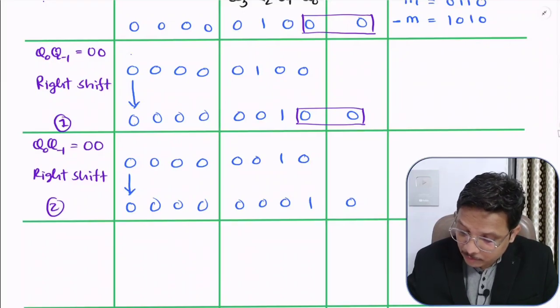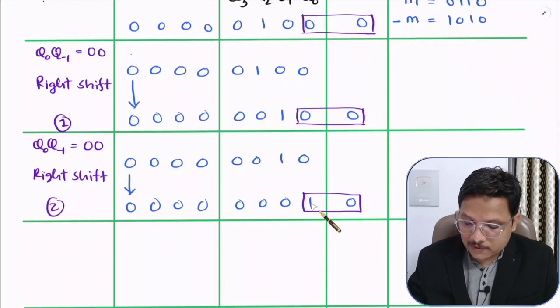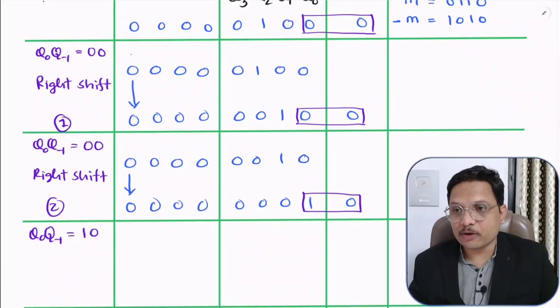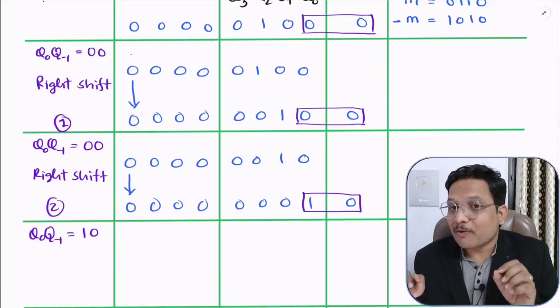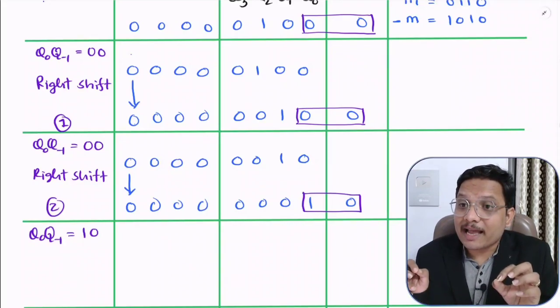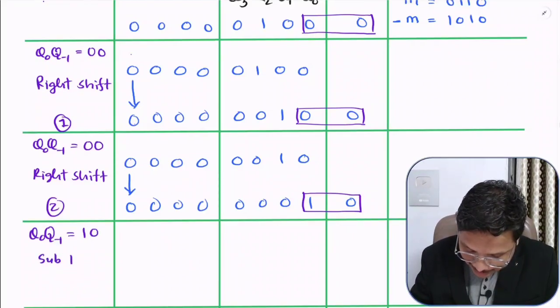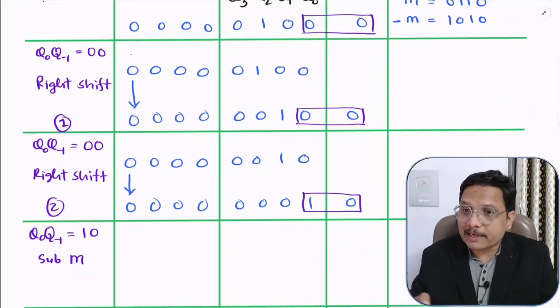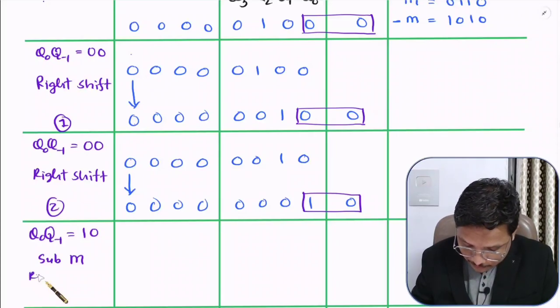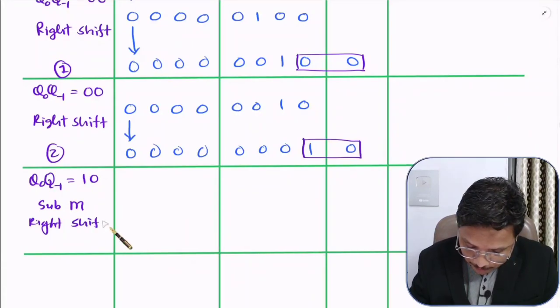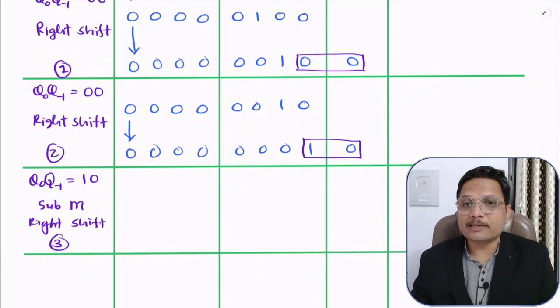Now the third time I need to perform this step. I need to see what the data is with Q0 and Q minus 1. Let me note down Q0, Q minus 1, that is 1, 0. If it is 1, 0, what do you need to do? You need to subtract M. Let me note down that subtract M I need to do. After subtract M, what do you need to do? Right shift operation. So this is my third step.